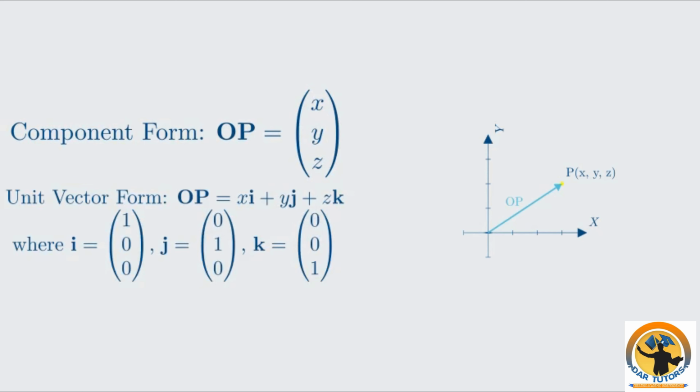In unit vector form, we use the base unit vectors i, j, and k. The vector i is 1, 0, 0, and points along the x-axis. The vector j is 0, 1, 0, and points along the y-axis. The vector k is 0, 0, 1, and points along the z-axis. So the position vector OP can be written as x times i plus y times j plus z times k. Both forms represent the same vector.